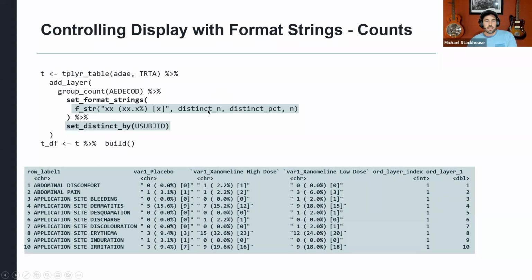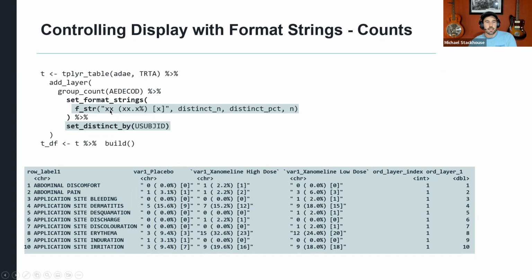Since we're using distinct counts, the other note just to provide here is that if you're going to say I need distinct counts, you need to say what you want distinct counts by. So it'll yell at you if you don't do this, but we're saying present distinct n and then set distinct by uSubjID so that I'm presenting by subject. And then you can see down here that the display is updated to reflect that.